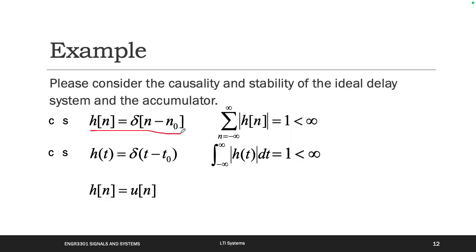Is it causal or not causal? Yeah, it is causal because n must be greater than or equal to 0. Am I right? And how about stability? Yeah, it's not stable, because the u[n] just goes to infinity. Am I right? Any questions so far? So it's causal and not stable.